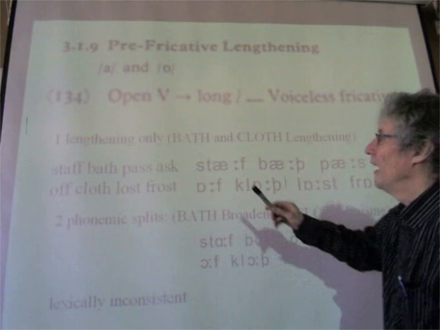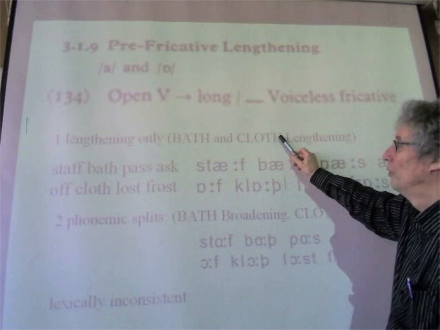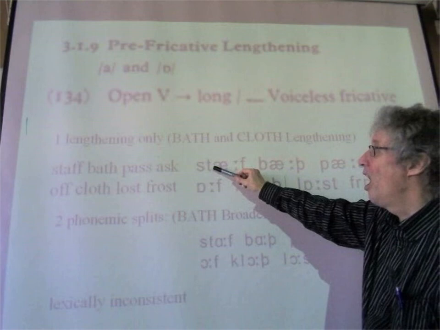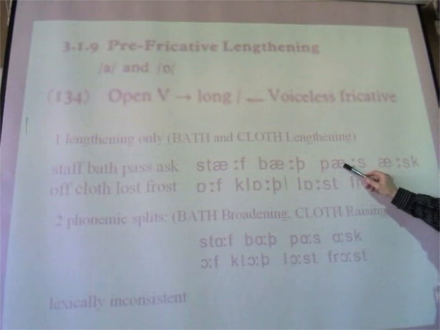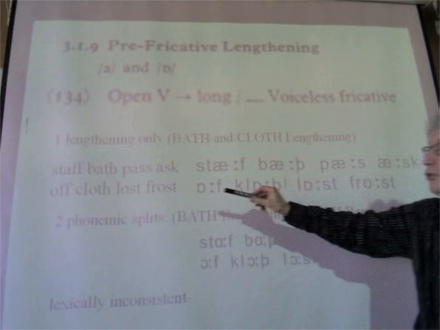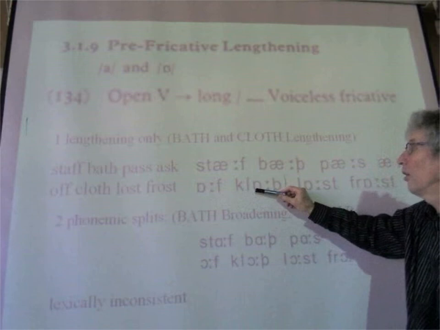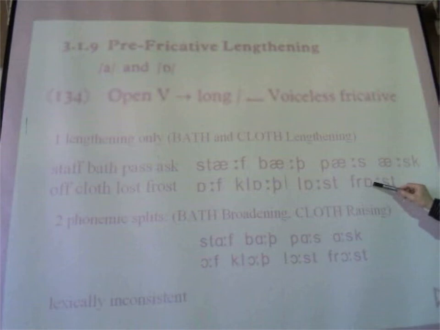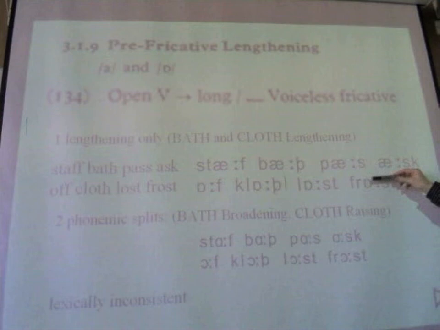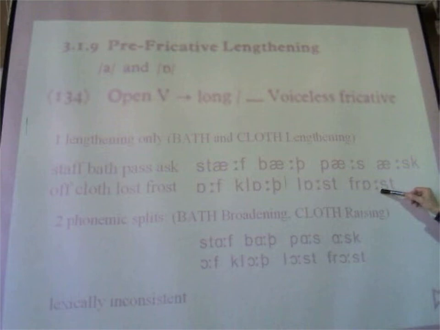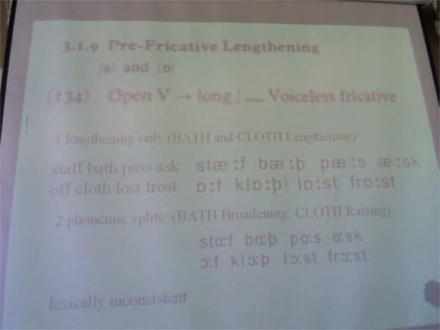Firstly, you get lengthening only, so that staff turns to staff, bath turns to bath, pass turns to pass, and ask turns to ask, and the cloth words do the same: off turns to off, cloth turns to cloth, lost turns to lost, and frost turns to frost. So originally it was just an allophonic change, a lengthened vowel in front of unvoiced fricatives. Not very regular. Happened in some words and not in others.